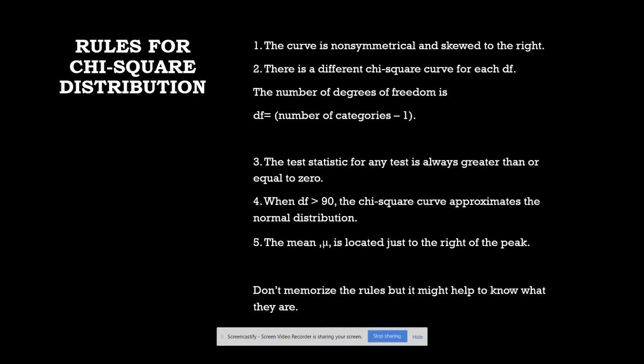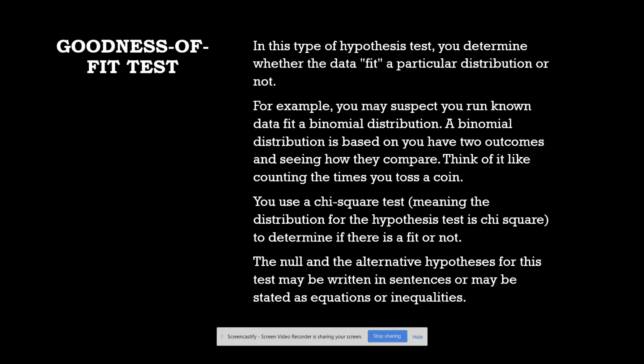So the third rule is the test statistic for any test is always greater than or equal to 0. And number 4 is when the degrees of freedom is greater than 90, the chi-square distribution starts approximating the normal distribution. The mean is located just to the right of the peak. You don't have to memorize these rules, but sometimes it's helpful to know what they are.